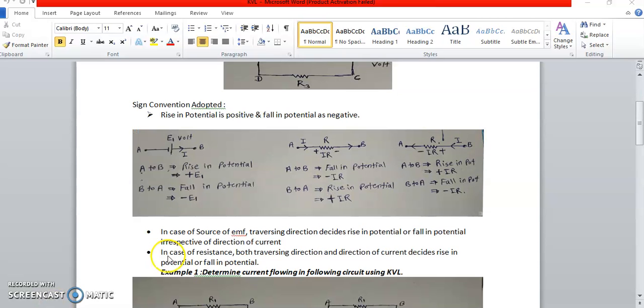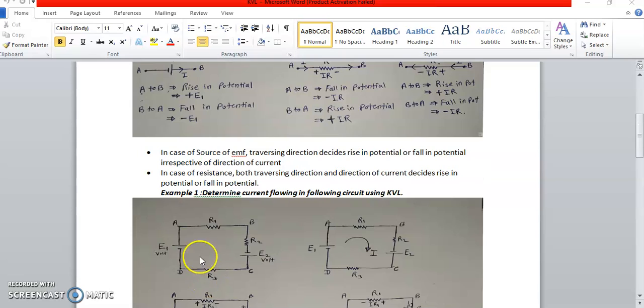Therefore, we can write, in case of resistance or passive elements, both traversing direction and direction of current decide rise in potential or fall in potential. Consider this example. In this example, we have to find the current flowing in this closed path.